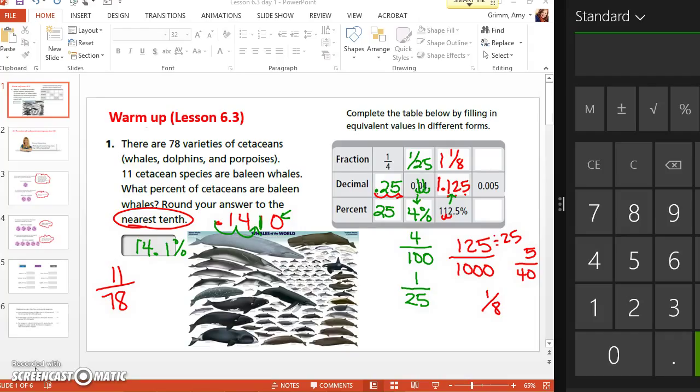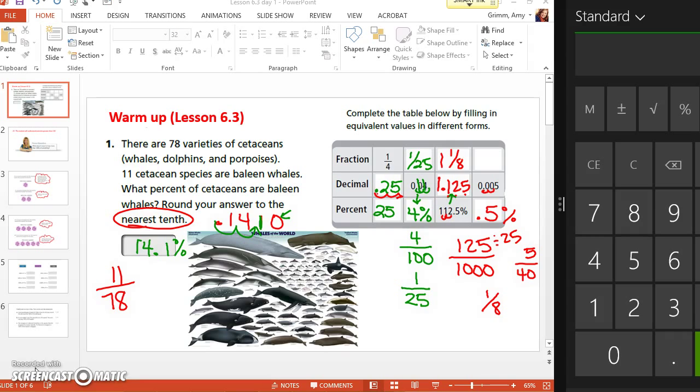All right, let's do the last one. So I have 0.005. What would that be as a percentage? 0.5. Good, because you just move it 2 times. 1 time, 2 times. 0.5%. So it would be 0.5%.